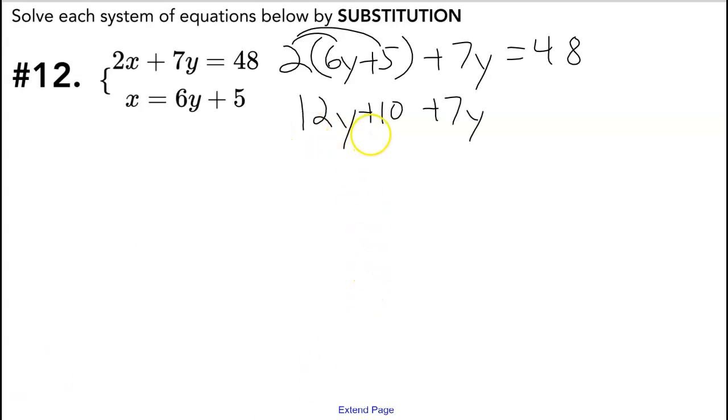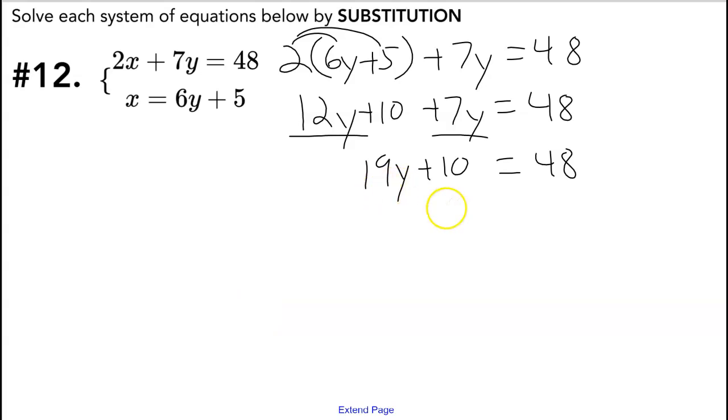And then I get 12y plus 10 plus 7y is equal to 48. I didn't write out the 48, but it's going to be there. So 2 times 6 is 12y. 2 times 5 is 10. I just bring down this 7y, and I bring down this equal to 48. Next, I'm going to combine like terms. And understand that the like terms are both on the same side of the equal sign. So I got 12y and 7y together. That's going to be 19y plus 10.